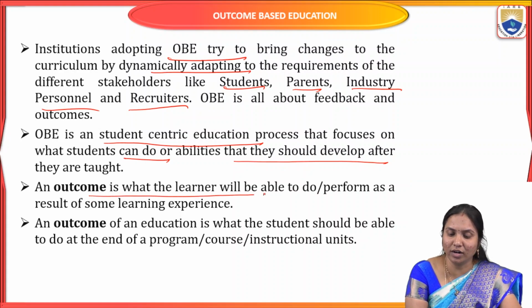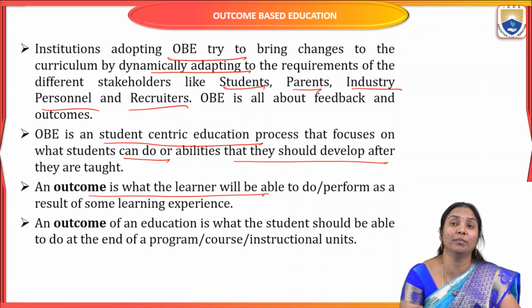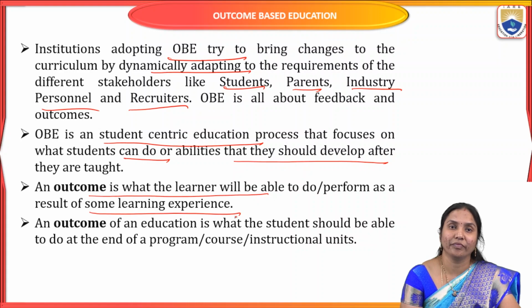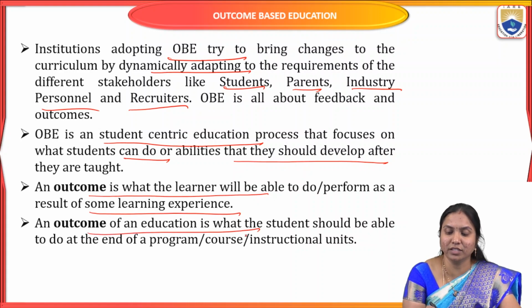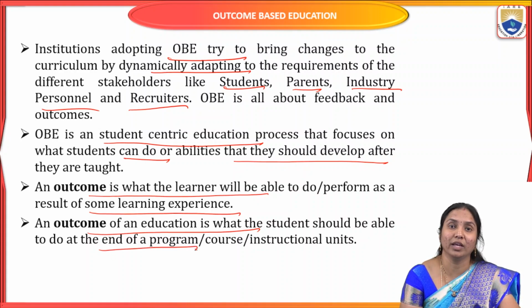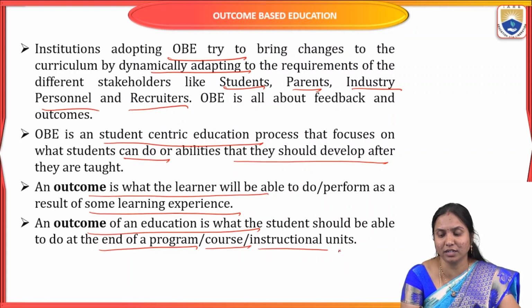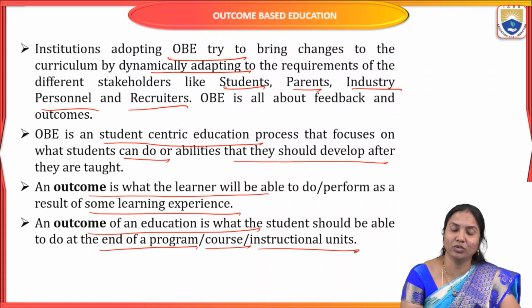An outcome is what the learner will be able to do or perform as a result of some learning experience. So an outcome of an education is what the student should be able to do at the end of the program or course. Program means here BTech or MTech, etc. Course means the subjects, the instructional units.